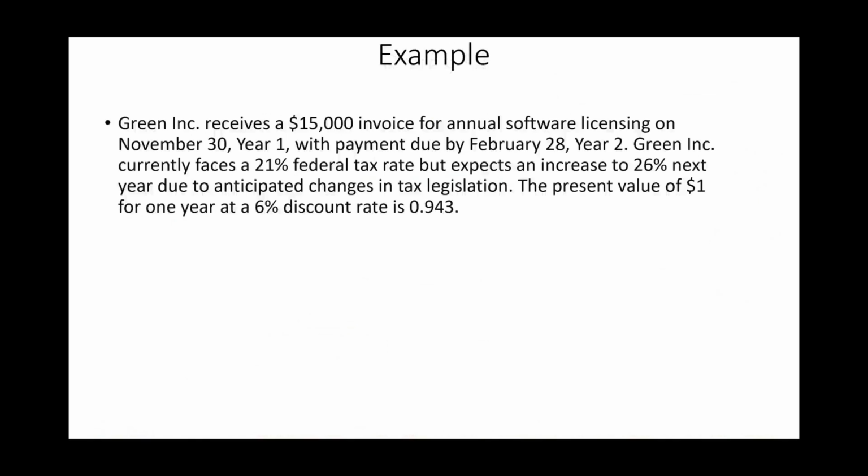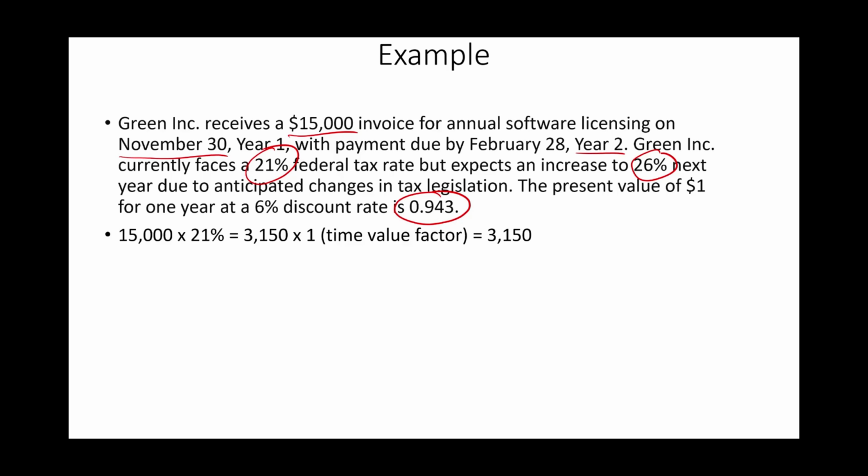Green Inc. received a $15,000 invoice for an annual software licensing agreement on November 30th, year 1, with a payment due in year 2, February 28th. And Green's tax rate is 21%, but expected to increase to 26% next year due to anticipated changes in legislation. The present value of $1 a year from now is 0.943. So what do we have to do?